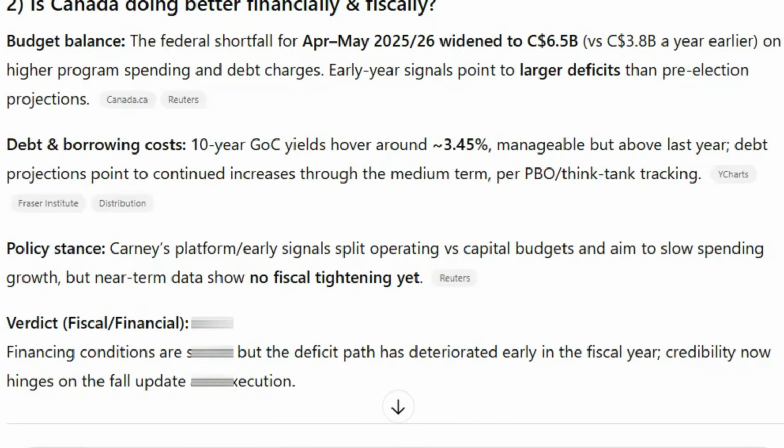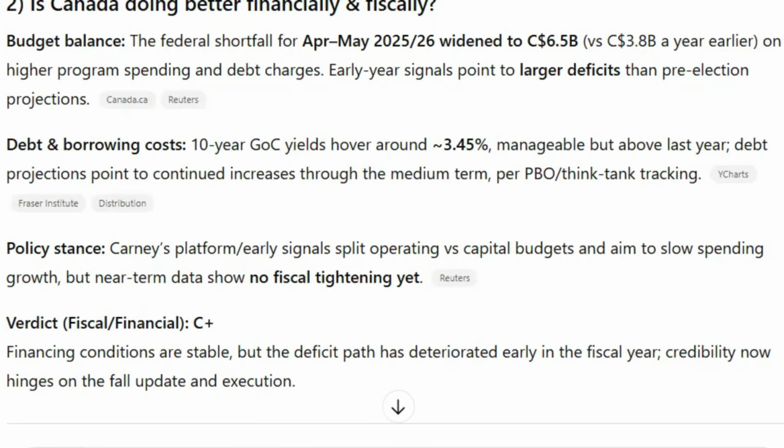Verdict C+. Fiscal conditions are stable, but the deficit path has deteriorated early in the fiscal year. Credibility now hinges on the fall update and execution. Exactly. The fall update, a budget, please. We don't want an update. We need a budget and then execute. And this budget is going to be billions in the deficit for sure. But ChatGPT gives him a C+.